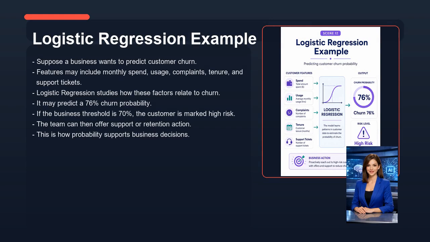Suppose a business wants to predict customer churn. Features may include monthly spend, usage, complaints, tenure, and support tickets. Logistic regression studies how these factors relate to churn. It may predict a 76% churn probability. If the business threshold is 70%, the customer is marked high risk. The team can then offer support or retention action. This is how probability supports business decisions.